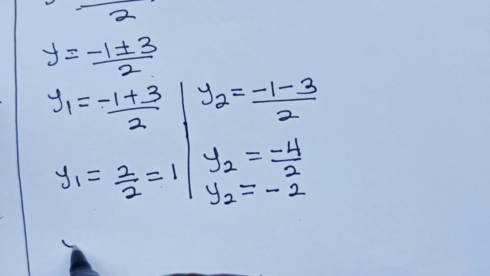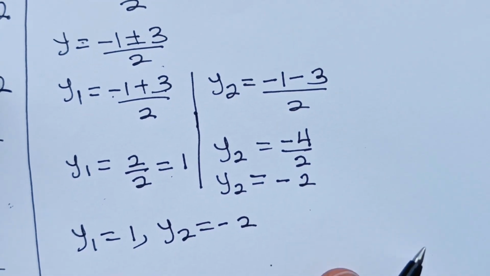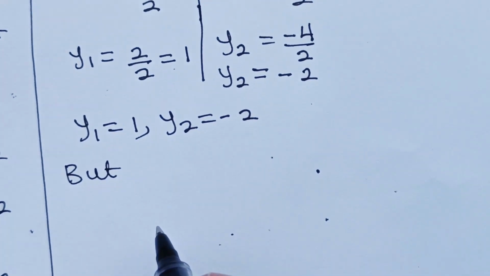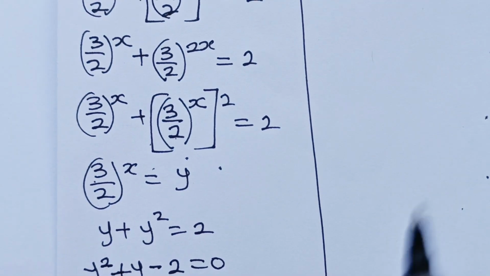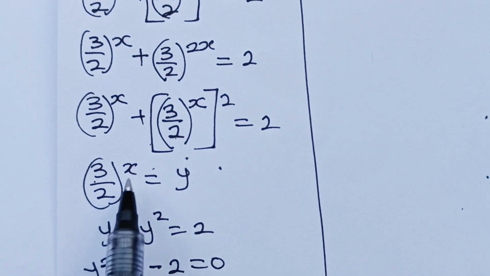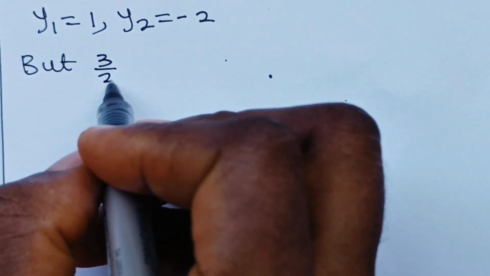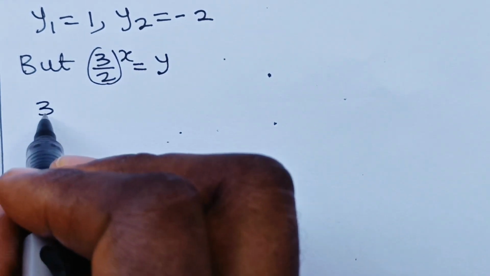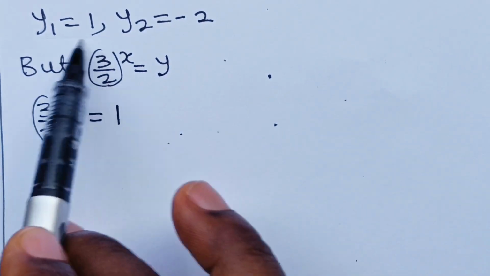So if we solve this, we have that y2 is equal to minus 2. Now we have two values of y: our y1 is 1, while our y2 is minus 2. Okay, but we have not finished yet. Recall that where we said 3 over 2 to the power of x is equal to y, we are now going to make use of that here. Therefore, we can now write that 3 over 2 to the power of x is equal to 1. We are now solving for y equals 1.